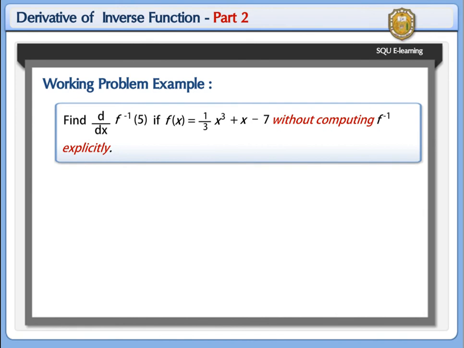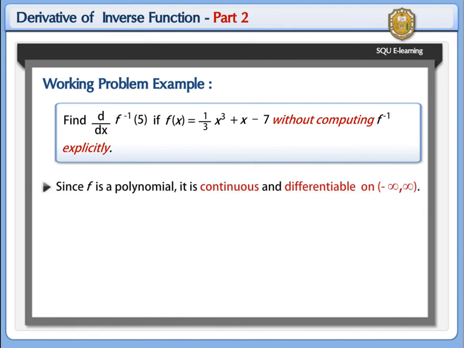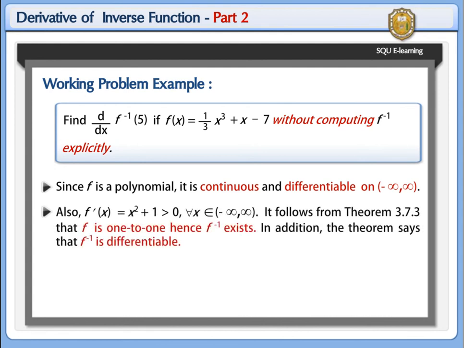Well, first of all, we need to know about this function f. Now, since f is a polynomial, it is a continuous function and differentiable on the whole real line. Also, if you compute the derivative of this function, you find that it's going to be x squared plus 1, which is a positive quantity for any real number. Well, it follows from theorem 3.7.3 that f is going to be a one-to-one function and it's going to have an inverse function, so f inverse exists. In addition, this theorem tells you that your inverse function is going to be differentiable.